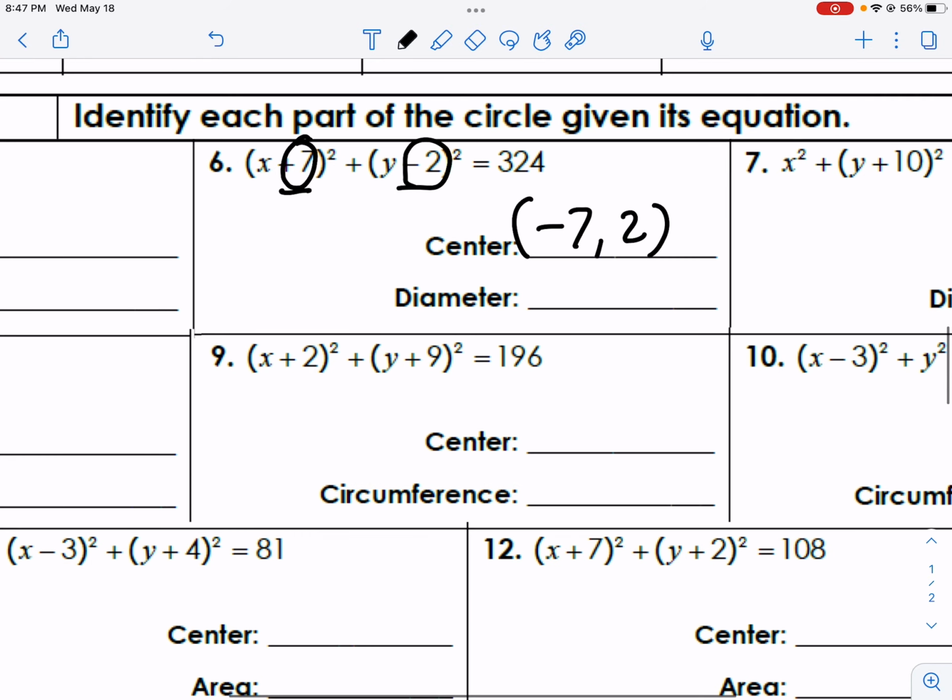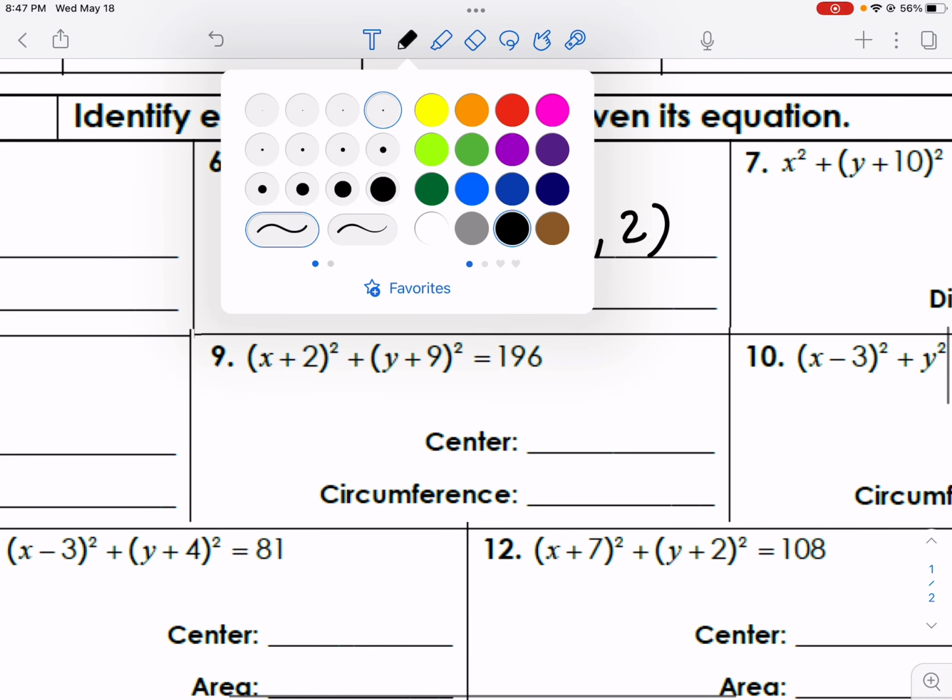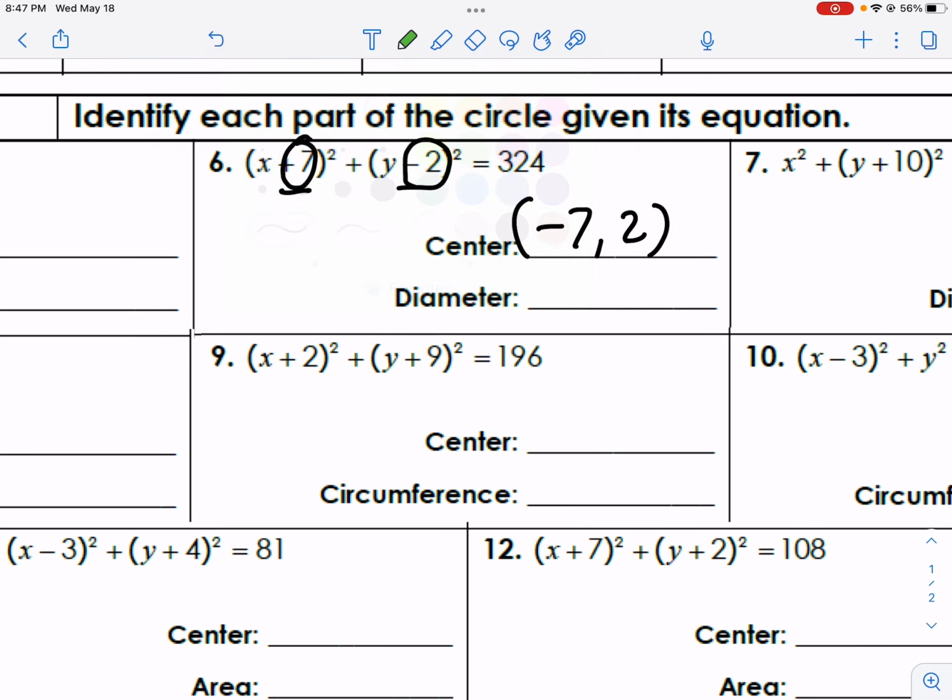Now for my diameter, I actually need to find my radius. So let's find the radius on the side. Now let me highlight this. So let's go. r squared is equal to 324. I'm going to square root both sides. I'm actually going to use a calculator because I don't know. And that's going to give me 18. r is equal to 18.